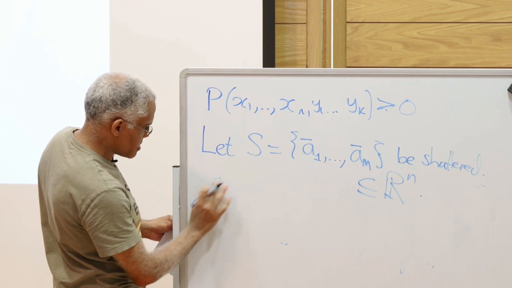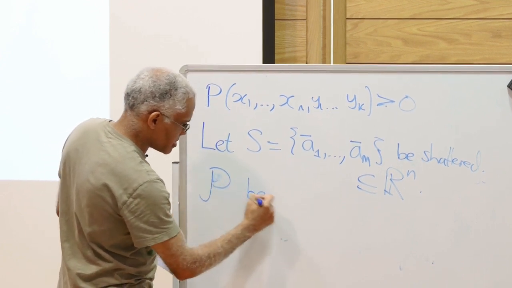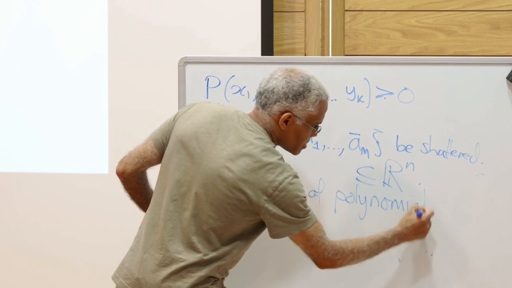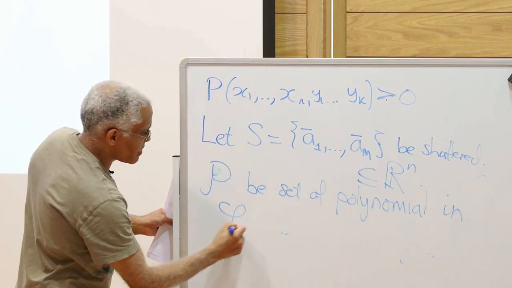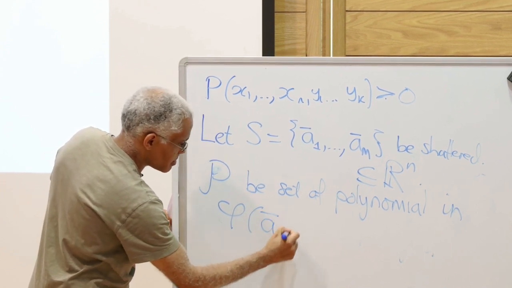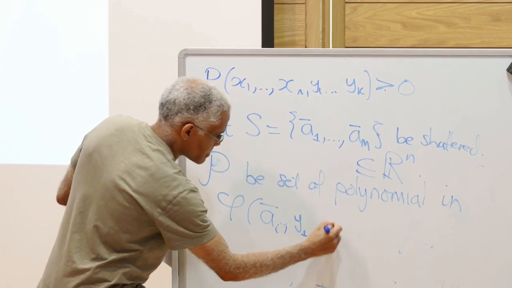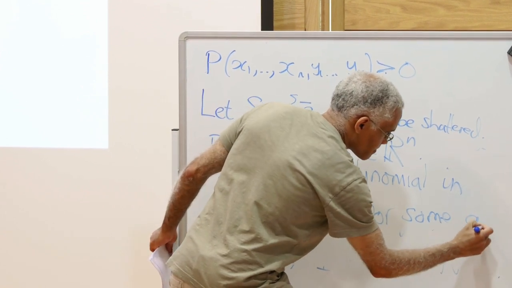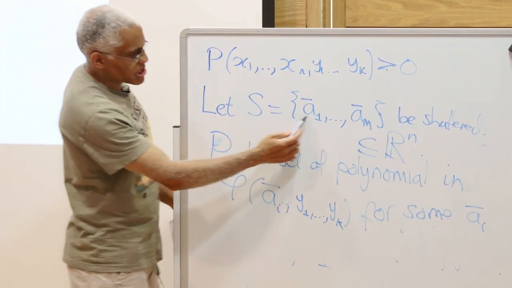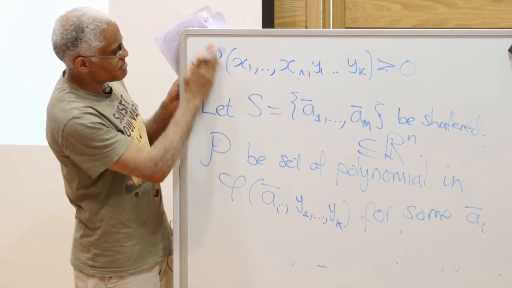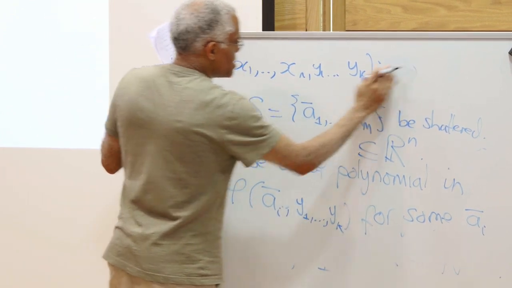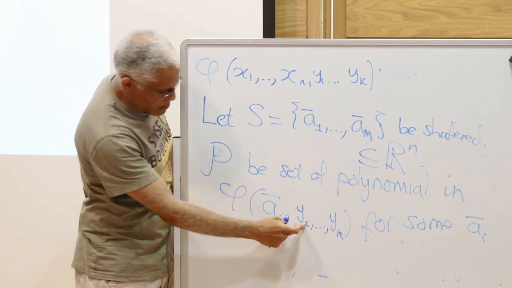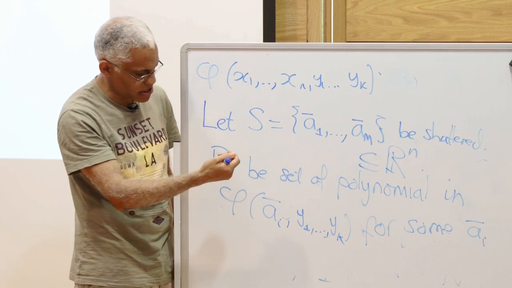So let P be the set of polynomials that appear in some formula phi AI for some AI. So what I'm going to do is I've got this set that I'm claiming to be shattered, and I've got this formula phi, and I'm going to plug in different values of AI. And for every value of AI, I get a formula now in variables one up to k. And this formula is a combination of polynomials.